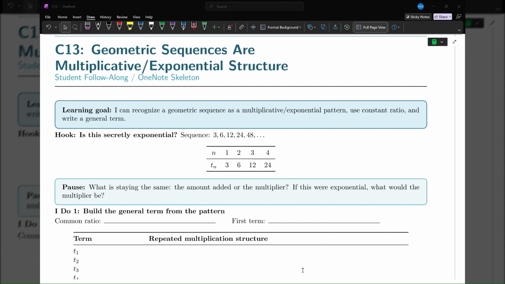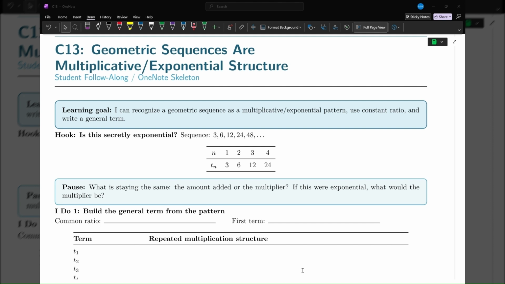C12 was arithmetic sequences, which were linear structures. And that was nice because you'd seen linear structures before, so kind of looking back to Math 10. This video, we're going to look ahead to Pre-Cal 12, because in Pre-Cal 12, you look at exponential functions. So a better understanding of geometric sequences now is going to help you next year when you're looking at exponential functions in Pre-Cal 12. So you can see the hook there.